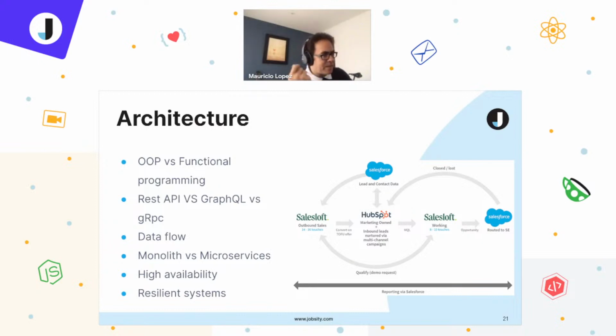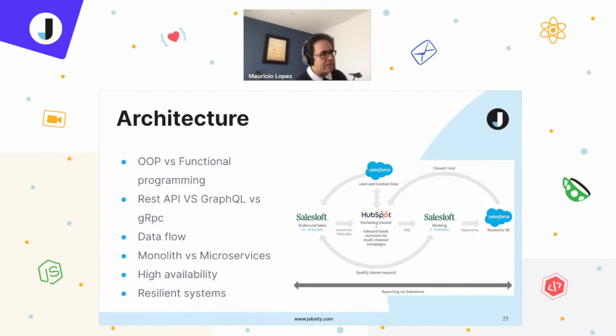If my system is really impacted by traffic and it really needs to support traffic, let's say that you're in charge of managing the election day of the country. That system needs to support a lot of users. So high availability is part of architecture, creating resilient systems.